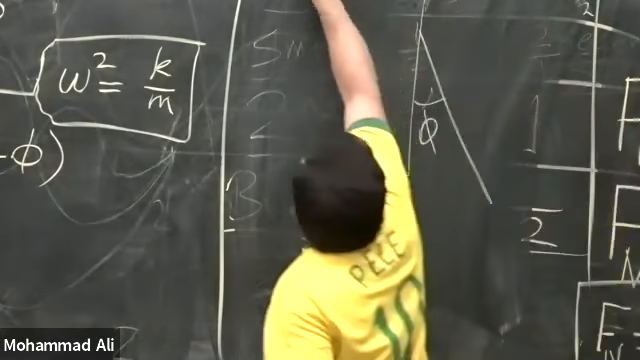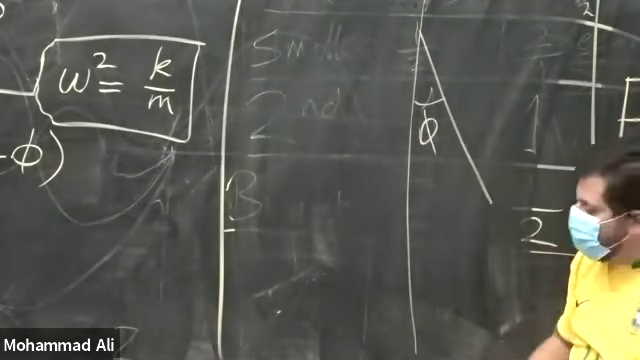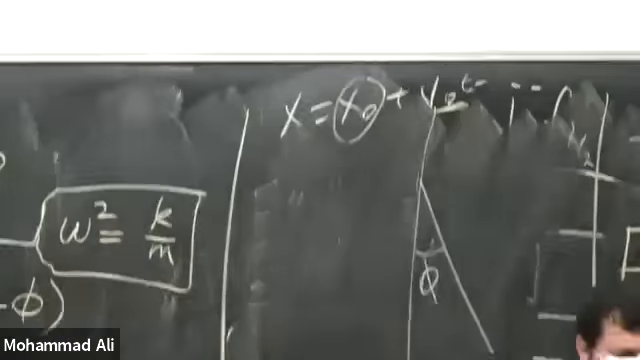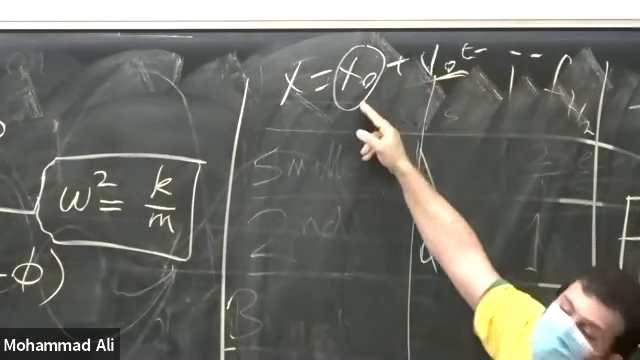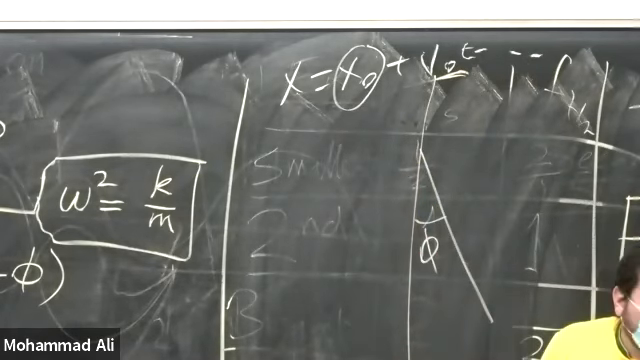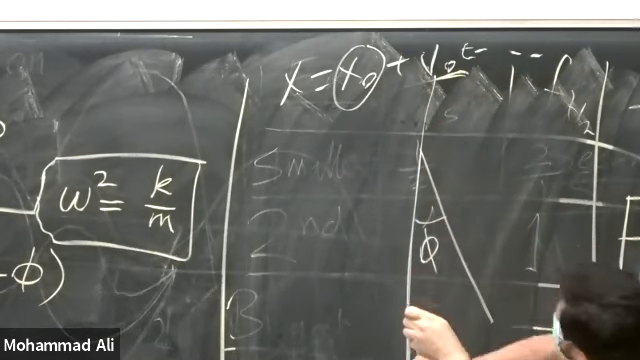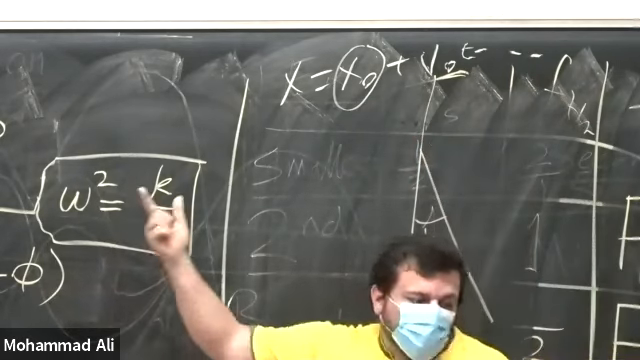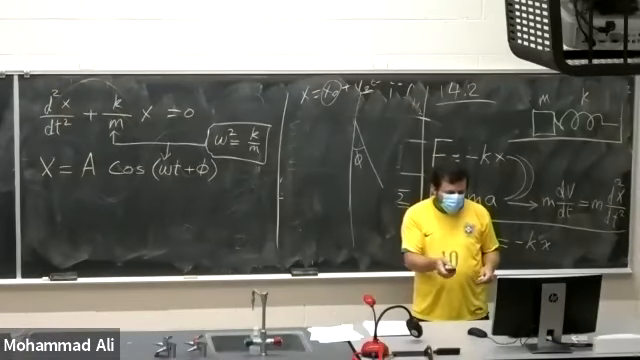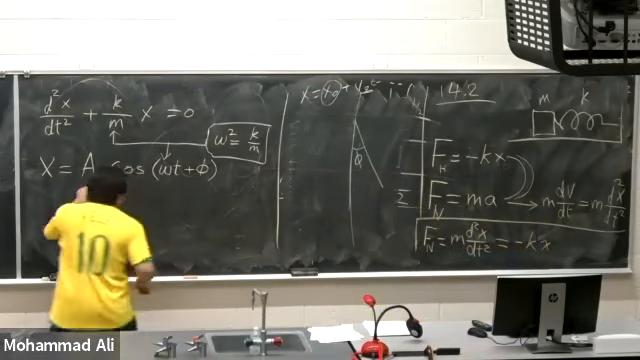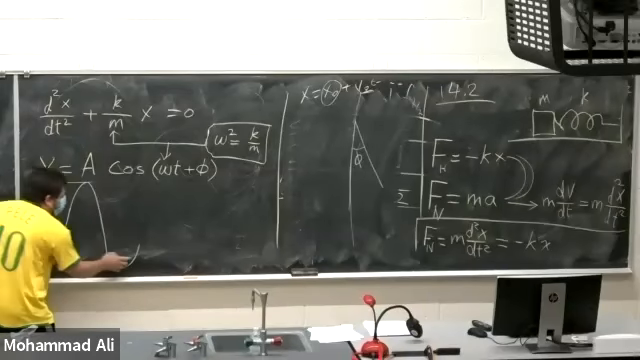If you remember from before, we write x is equal to x naught plus v naught t plus half a t squared. x naught is the initial point of motion. Phi here is the initial point of motion in our motion. Sometimes we take phi equal to 0. If phi is equal to 0, then we put 0 here, and that's okay. A is the amplitude, which is the maximum displacement for our motion. This is x as a function of t.